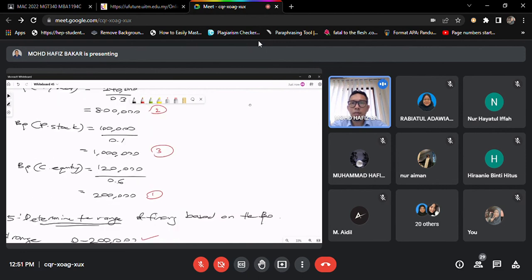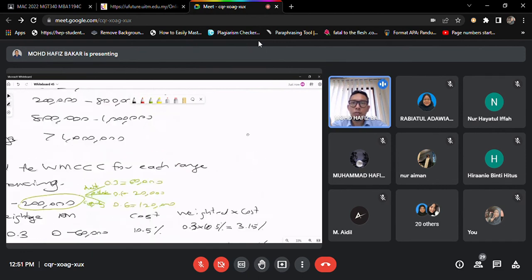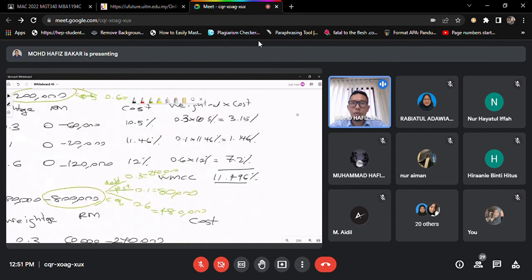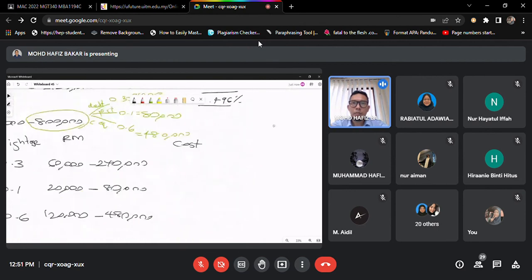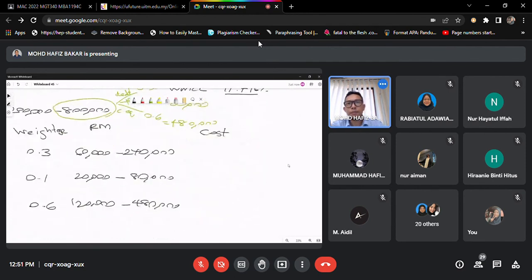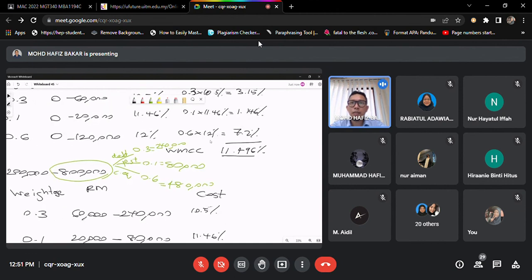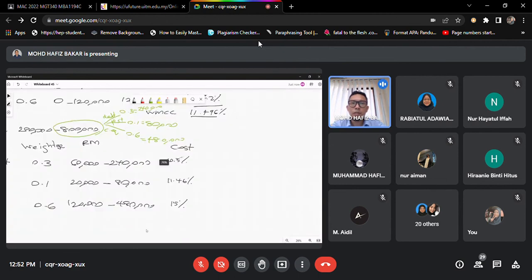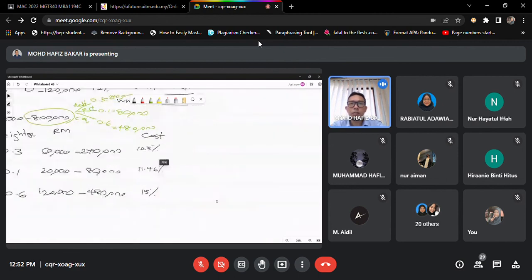So just copy, put or insert the value into the table at the cost section. So this will be 10.5%, 11.46%. This one will be 15. Okay, so this is what makes it different from the first range. If we follow the first range just now it was 12%, right? Okay, 12%. So this one is different because its range already exceeds 120,000.